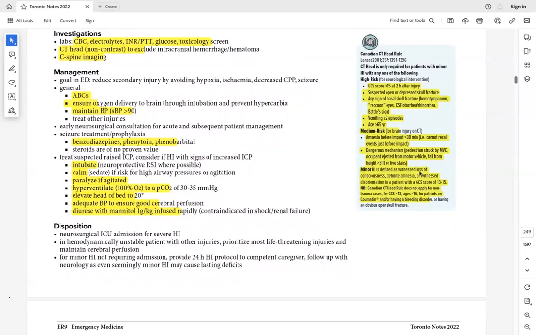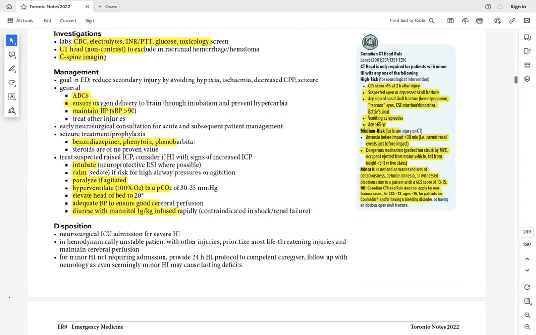It is defined as witnessed loss of consciousness, definite amnesia, or witnessed disorientation in a patient with a GCS score of 13 to 15. Okay, so if anybody is presenting with minor head injury and along with that he has any of these, then we have to do CT head. Otherwise, we will not do CT head.